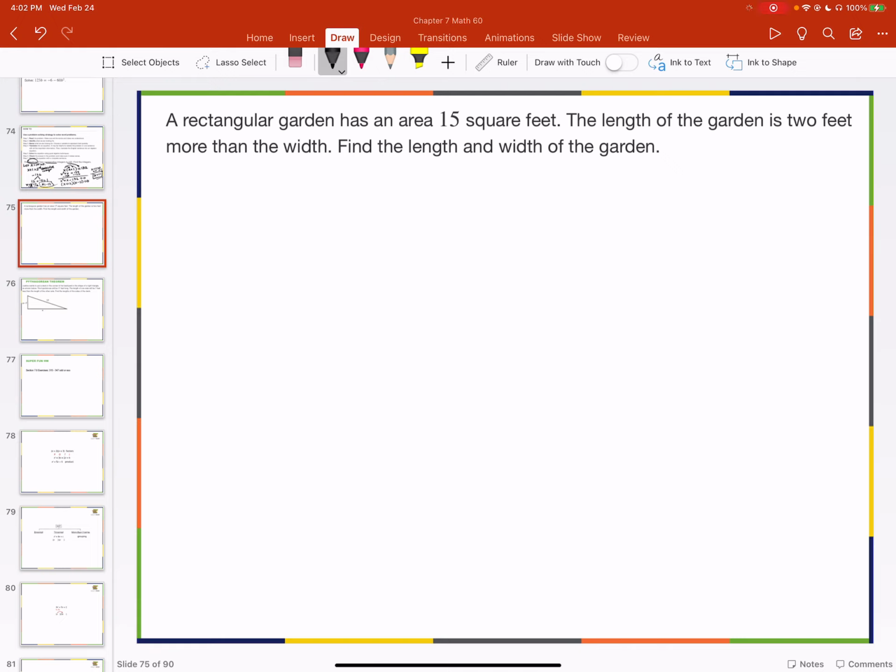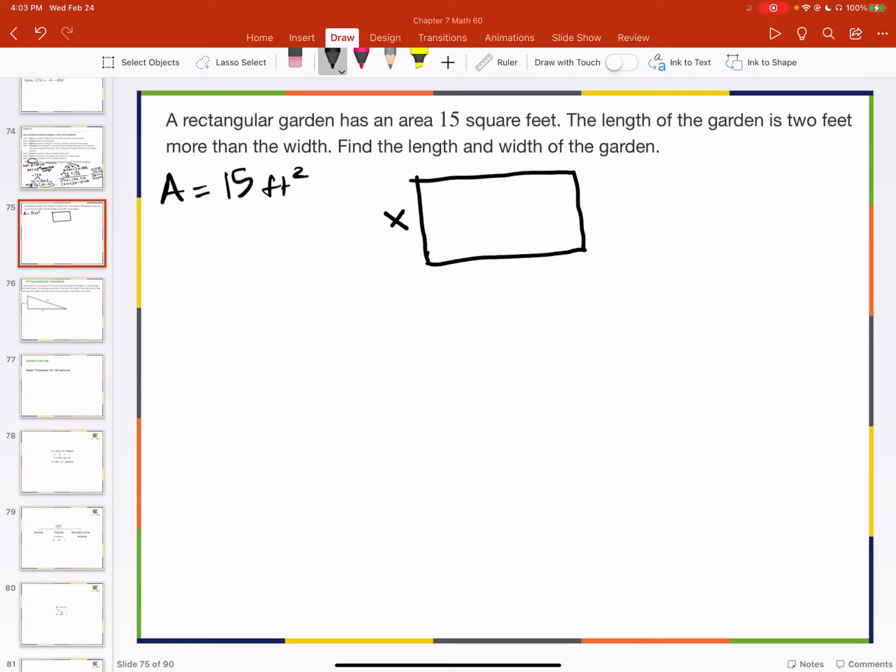Yeah, recording. A rectangular garden has an area of 15 square feet. The length of the garden is 2 feet more than the width. Okay, so let's go ahead and draw a picture. Pictures are great. Okay, so the area is 15 square feet, so 15 feet squared. The length is 2 feet more than the width.